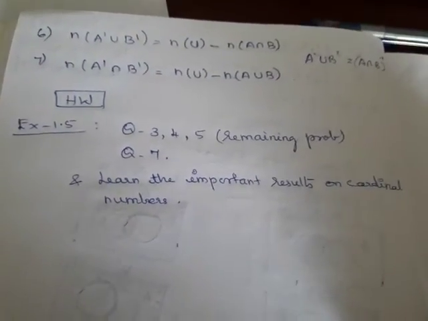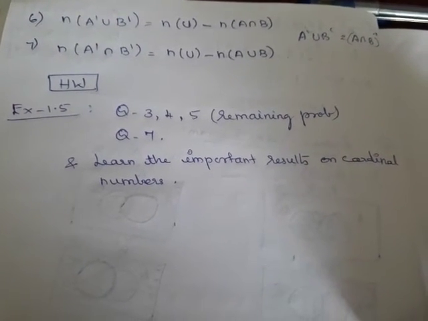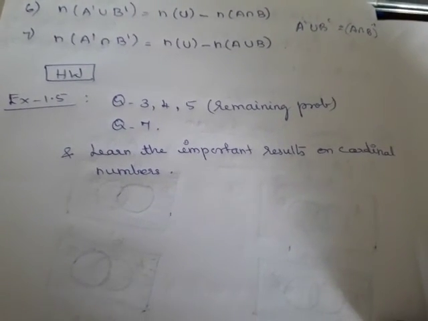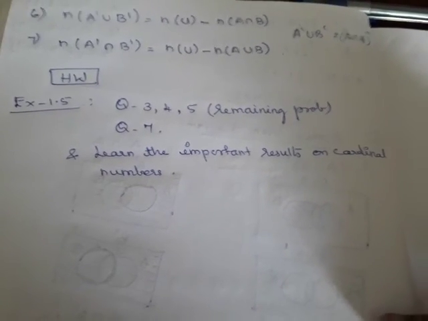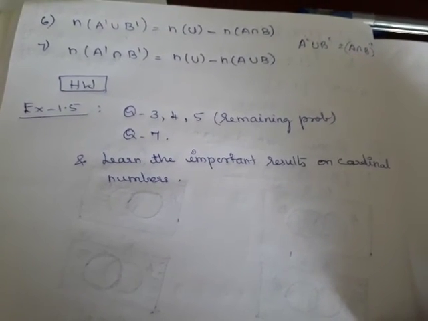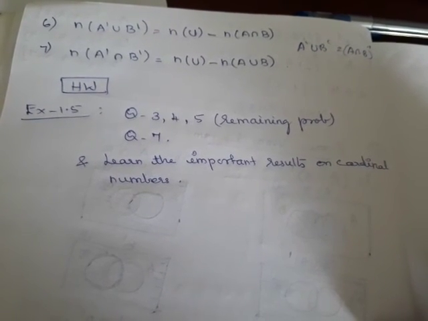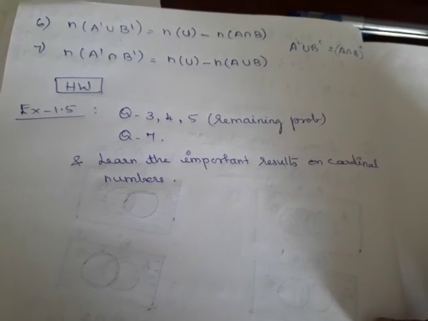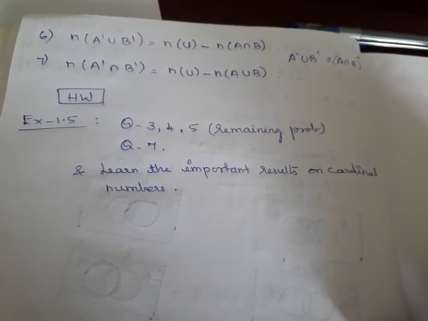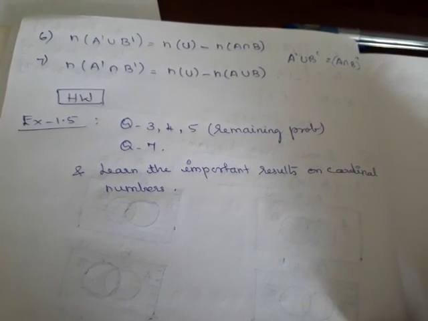So do these problems as homework from exercise 1.5, the remaining problems, and learn these important results on cardinal numbers. Only if you know these results can we proceed with the next exercise. So with the next class we will wind up the chapter. So learn the results properly.